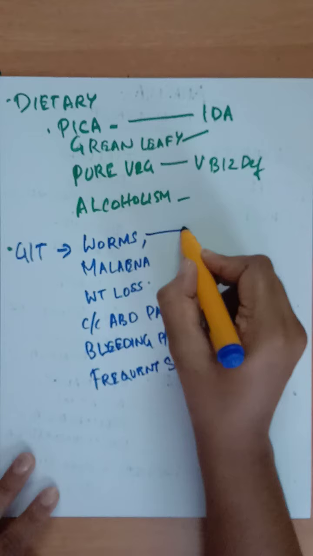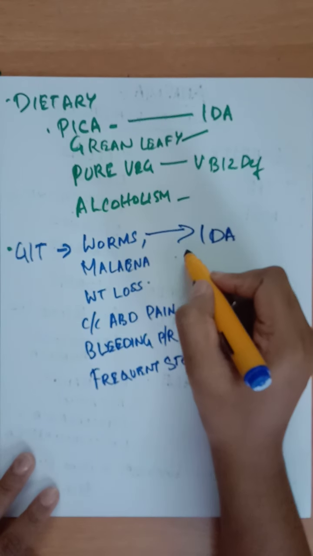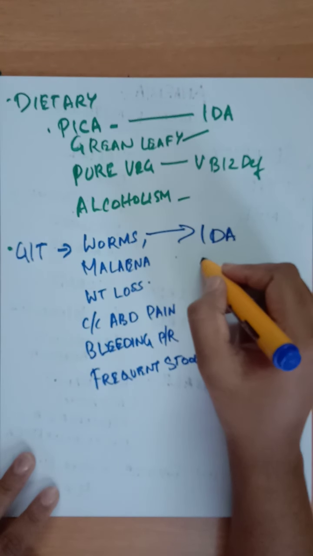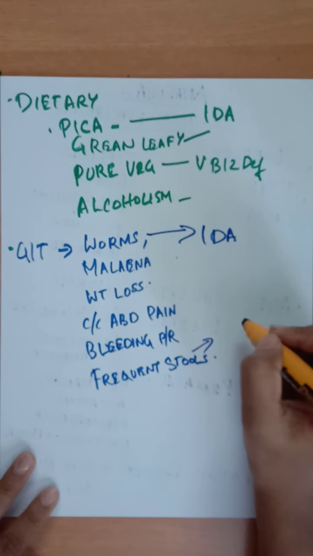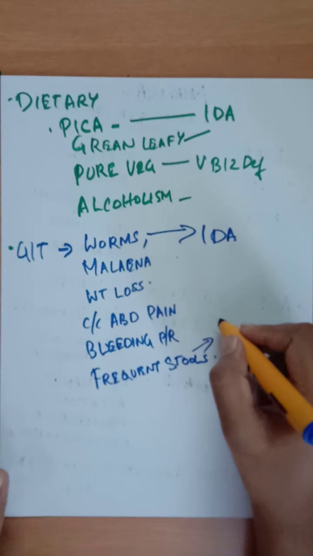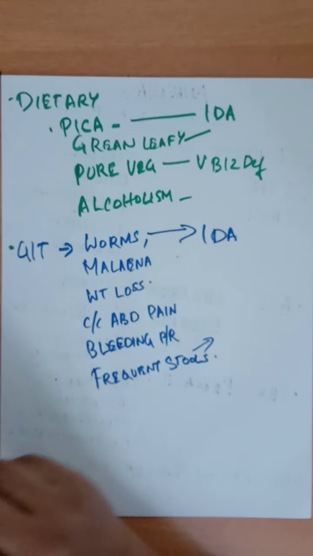And if there is worm infestation suspected, then we have to suspect iron deficiency anemia. And also the malabsorption, chronic malabsorption in case of giardiasis, amoebiasis, sprue and all. And the bleeding PR, melena and all, there we can suspect iron deficiency anemia, chronic blood loss.